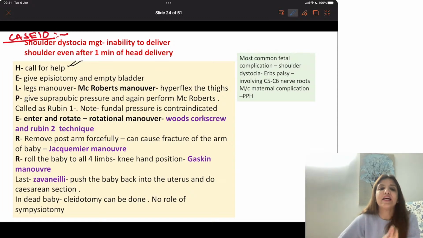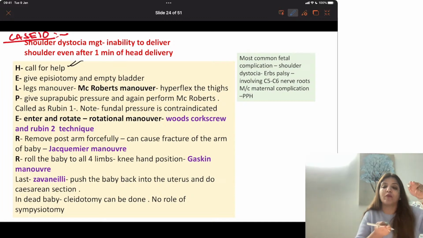Now, if that also fails, then you go to R, that is remove the posterior arm. Then it is E. E is enter and rotate maneuvers, where you are going to use two kinds of rotational maneuvers. One is Wood's corkscrew maneuver, the other one is Rubin 2 technique. The difference between them is that in Rubin 2 technique, you just introduce two fingers and try to rotate the shoulders. In Wood's corkscrew maneuver, you introduce two fingers of both hands and try to rotate the shoulders, right? So E stands for enter and rotate, that means rotational maneuvers. If that also fails, then you go to the next step, that is R, remove the posterior arm of the baby forcefully.